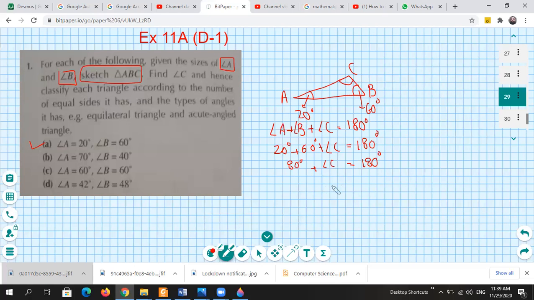So angle C will be equal to 180 degrees minus 80, subtracting 80 from both sides. So 180 minus 80 gives you 100. So angle C is 100. Now if I classify this triangle, this angle is now 100 degrees.